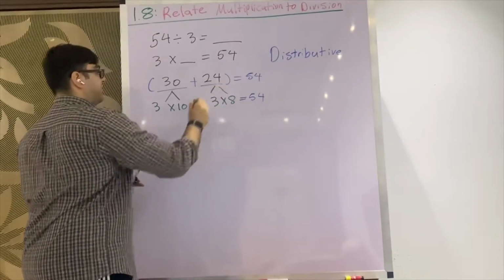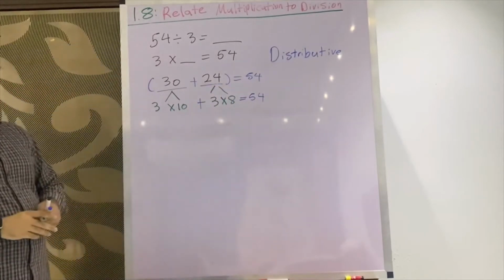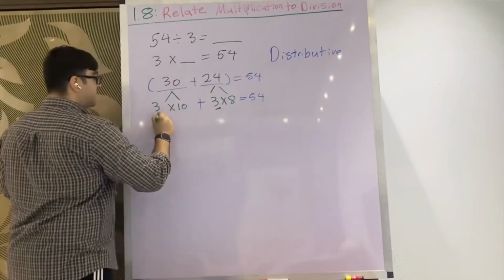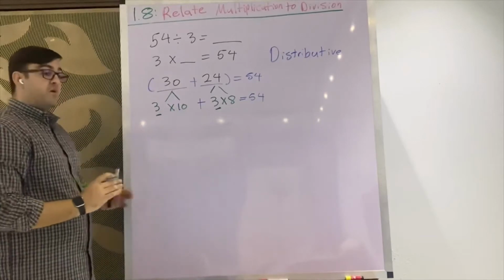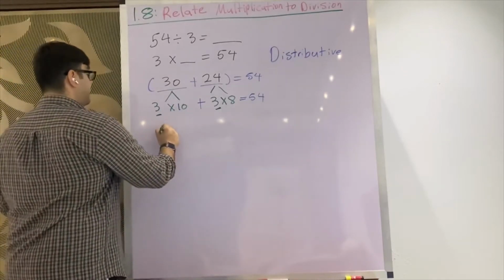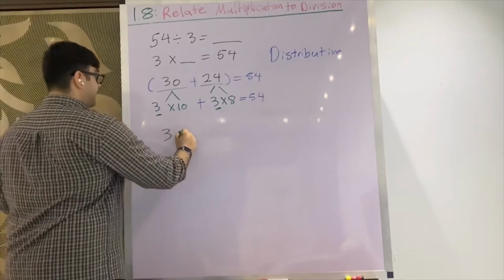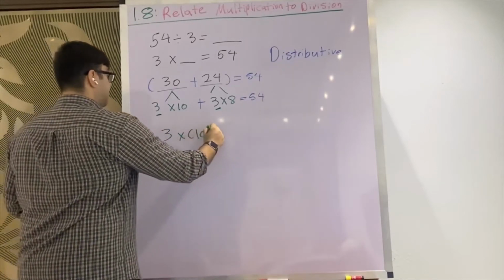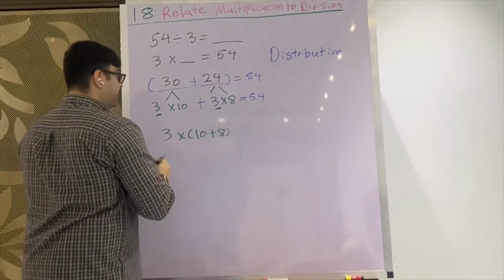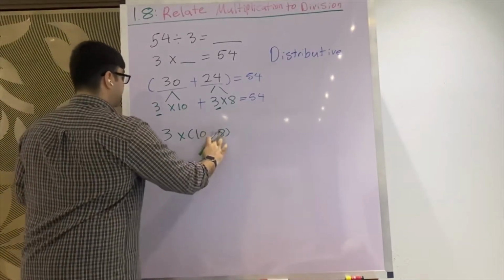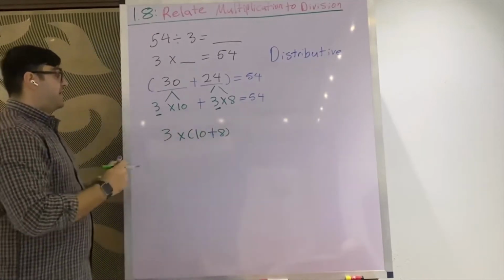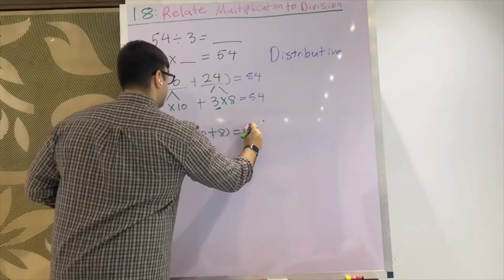24 gave me the 3 and 8. But because of the distributive property, we realize that there are two 3's here. So we could put it outside of the parentheses. So then, 3 times 10 plus 8. Let's keep the colors the same so we can all see what's going to happen. Equals 54.